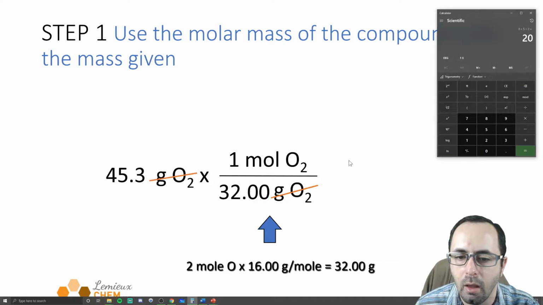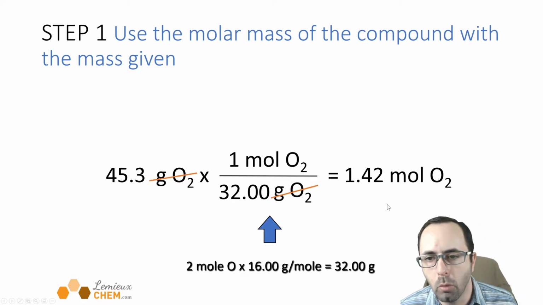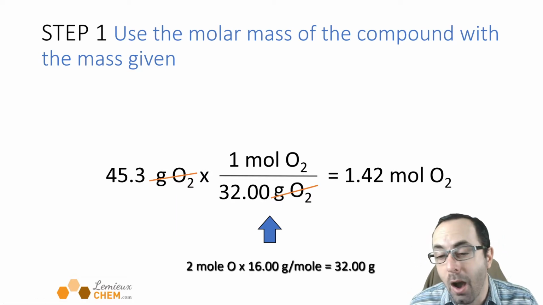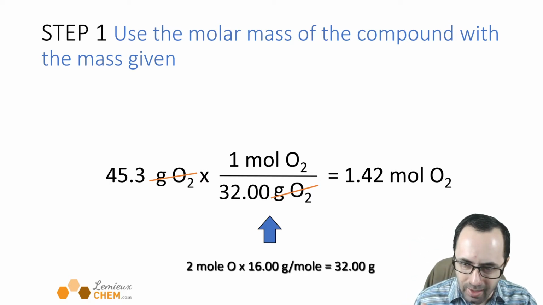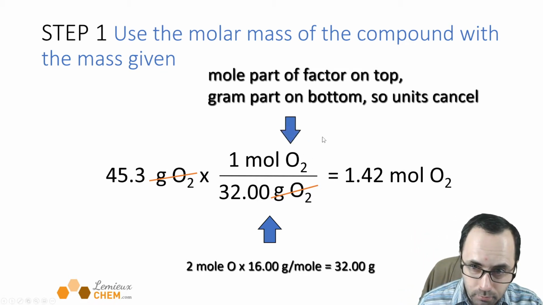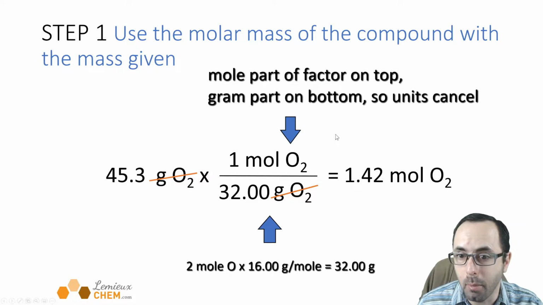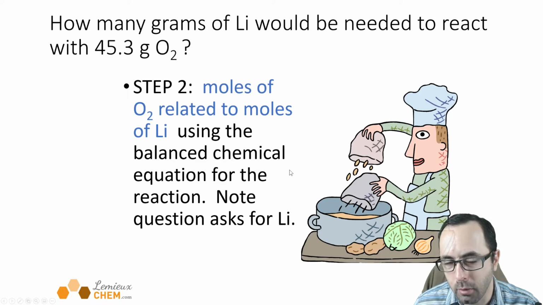So now we divide. So let's break out our calculator again. 45.3 divided by 32. And we get, with 3 sig figs, 1.42, and our units are moles of oxygen. 1.42 moles of oxygen. So now we have how many moles of oxygen molecules. So now we can relate that to how many lithium atoms are going to react with that. The mole part is on the top, so that the grams will cancel. So that's what step 2 in stoichiometry is going to be about.